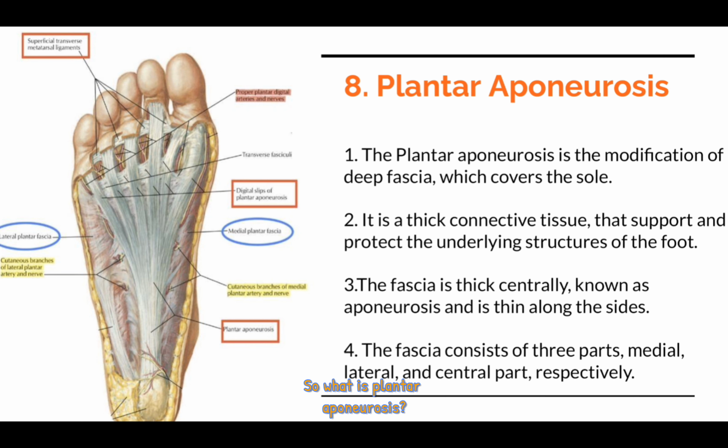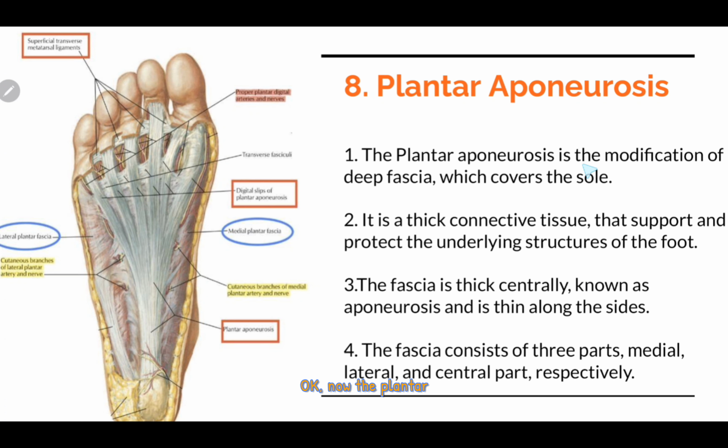So what is plantar aponeurosis? It is the modification of deep fascia. Yes, very good. The plantar aponeurosis is a modification of deep fascia which covers the sole. As you can see here, it is a very clear, very beautiful picture. It has given a thorough and proper view of the plantar aponeurosis. This band, the sheath you can see here, is the plantar aponeurosis. It is very thick centrally, and along the sides it forms a very thin sheath.